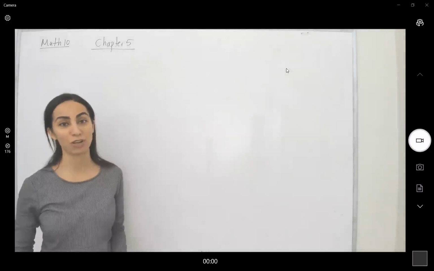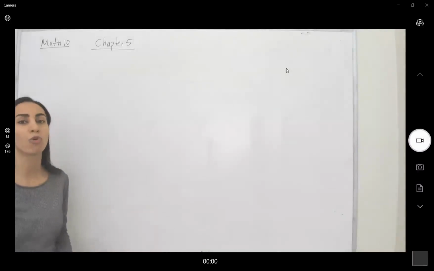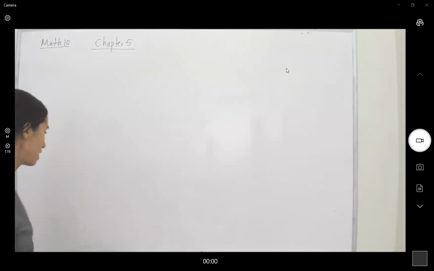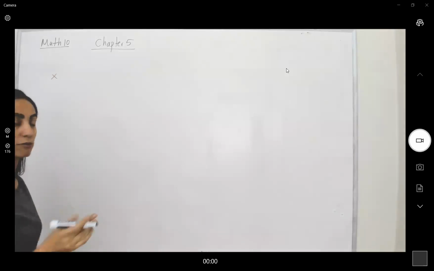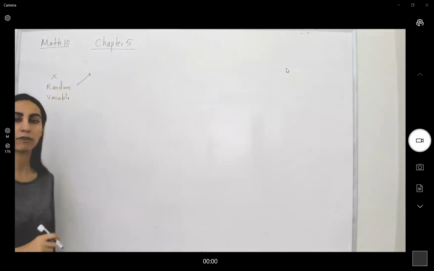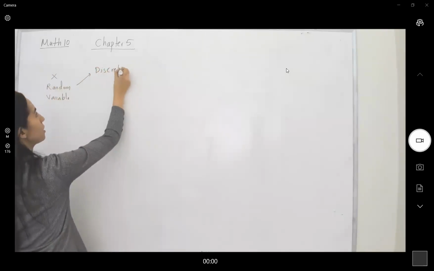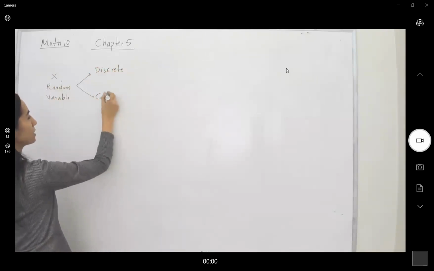So today we're going to start chapter 5. Chapter 5 is about normal distribution. What we learned so far? In the previous chapter we learned about a random variable. And we said that a random variable can be discrete or it can be continuous.